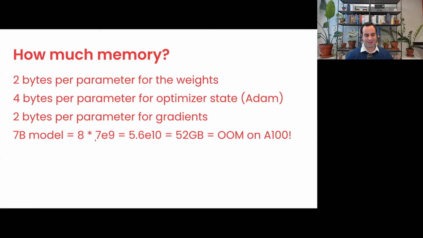You can do the math. 8 times 7e9, that's 5.6 times 10 to the 10th. If you divide that by 1024 to the third, remember when we're converting to bytes, we do need to use powers of 2. So it's not 1,000 bytes per kilobyte. It's 1024 bytes per kilobyte. Then we get to 52 gigabytes, and you're going to run out of memory on an A100 40 gig. Okay, that's not good. And keep in mind, that doesn't even include the activations. So we're already in pretty deep trouble before we've even gotten started. Okay, so what do we do?